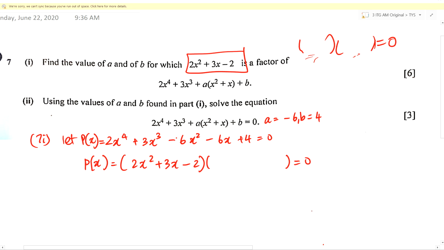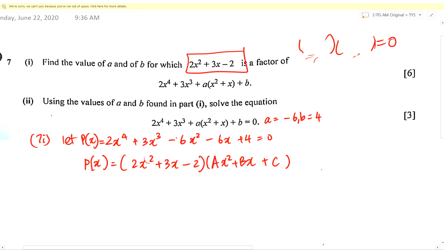Since I know that in P(x), the highest power of x is 4, and we've got an x squared in this bracket, in the other factor, it must also be quadratic. The general expression for quadratic will be ax squared plus bx plus c. The general expression for linear will be ax plus b. Then for cubic, ax cubed plus bx squared plus cx plus d. So now we want to do a comparison.